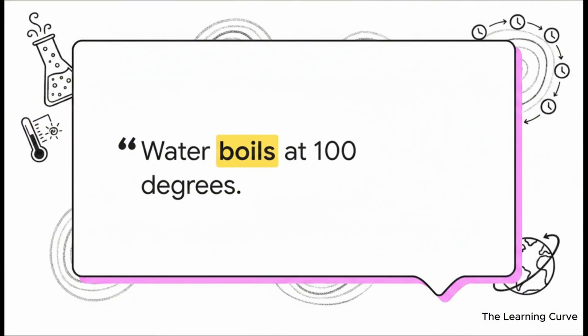And then we have this one, which brilliantly illustrates the other side of the present simple, unchanging facts. Water boils at 100 degrees. This is a scientific fact, plain and simple. It doesn't just happen today, it happened 100 years ago, and it's going to happen 100 years from now. Because it's a permanent truth about the universe, it absolutely demands the present simple tense. We don't say water is boiling at 100 degrees as a general rule, we just say it boils.